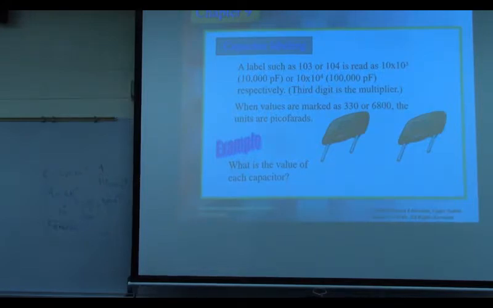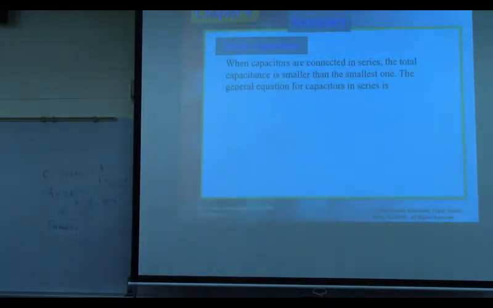This is 2-2, that is the significant digit. The last 2 is the power, 10 to the 2. So that's a 2-2, then followed by 2 zeros. These two are the same. For 3 digits, the third digit is the power. The first 2 digits are the number. Both are 2200 picofarad.